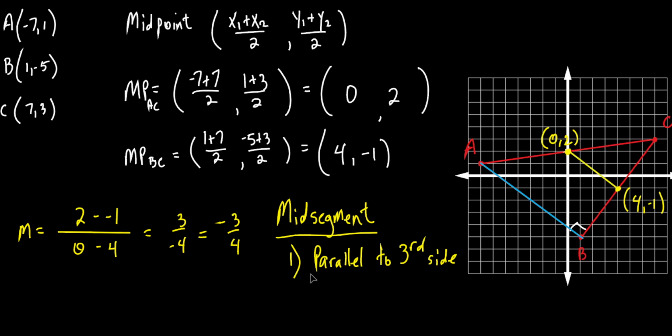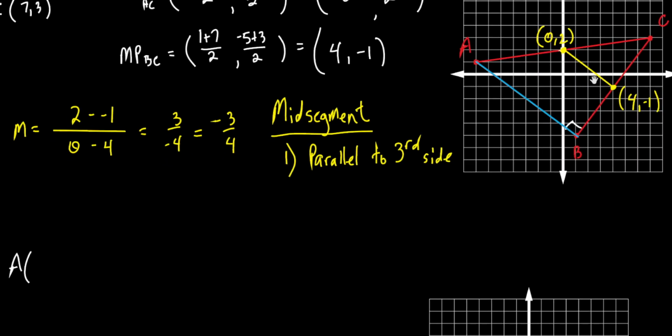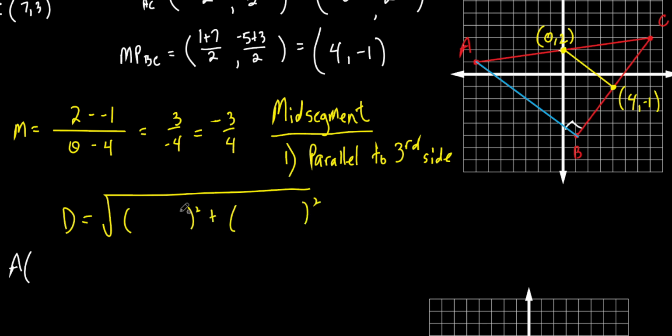All right, so how can I prove that the length of the yellow one is half of the length of the blue one? Well, let's find the distance. Let's do it real quick. So let's do the yellow one. We'll do it in yellow. Let's find the length of the yellow one. We've done this a couple times already, so we should be able to do it pretty quick now.